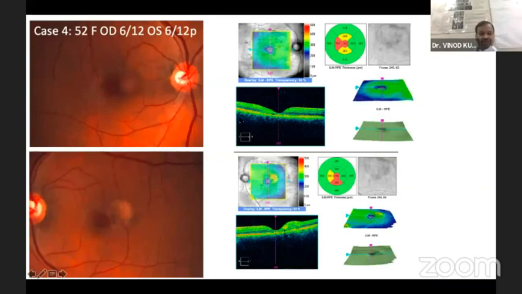But now this case is a little different. If you see here, an elderly lady with 6/12 vision in the right eye and 6/12 in the left eye. OCT features are very typical of MacTel type 2, where we see interretinal hyporeflective spaces and retinal thinning.